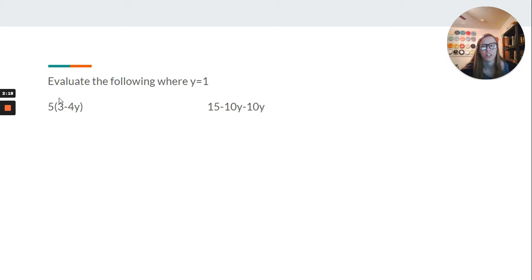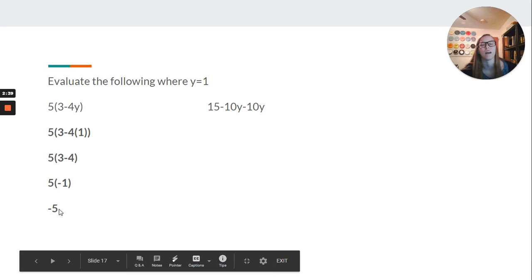Now we're evaluating expressions. So evaluate the following where y equals 1. So we have 5 times (3 minus 4y). So first we're going to substitute in y. So 5 times (3 minus 4 times y). So first we take 4 times 1. So 5 times (3 minus 4). Then 3 minus 4 is negative 1. And multiply that times 5 is negative 5.